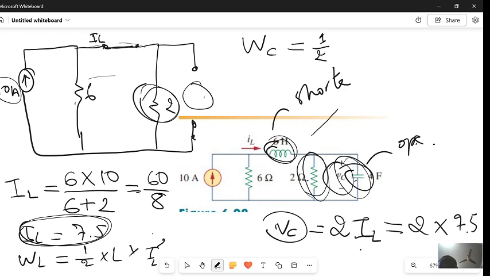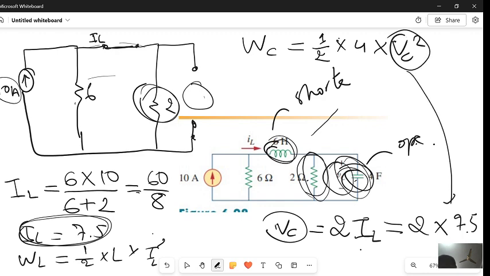It is 1 by 2 multiplied by C, and the value of C gives me 4, multiplied by VC square. The value of VC I already determined from here. Now we see that we first have to know that when we are in DC, when the current is constant, the inductor will be shorted. When we are in DC, the capacitor will be an open circuit because it will store energy. That is how we solve this.